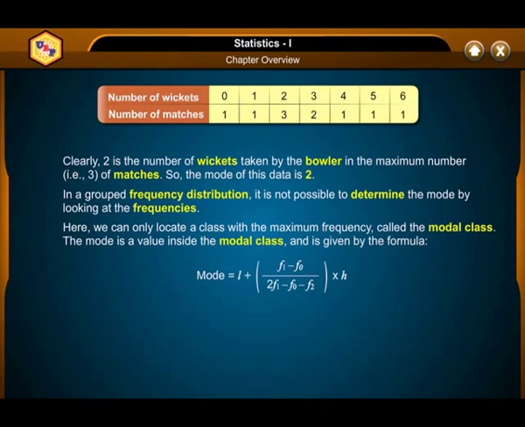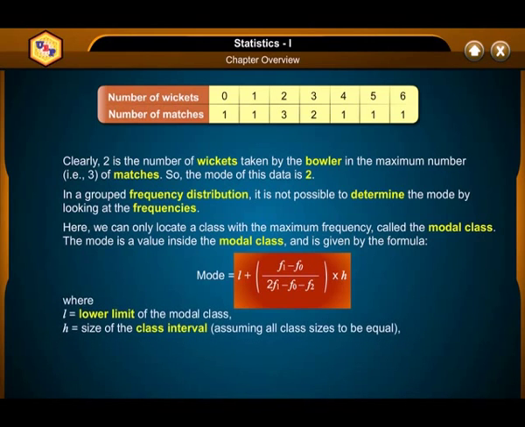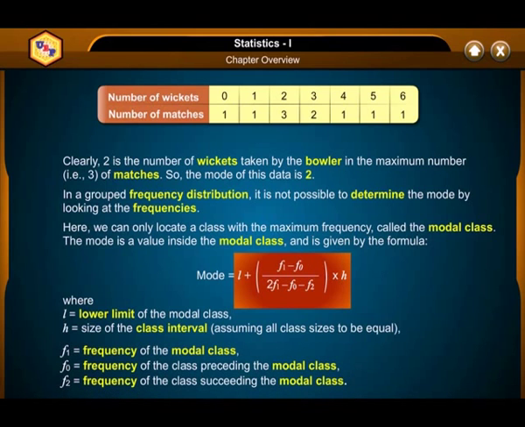The mode is a value inside the modal class and is given by the formula mode equal to l plus f1 minus f0 upon 2f1 minus f0 minus f2 into h, where l is equal to lower limit of the modal class, h is equal to size of the class interval. Assuming all class sizes to be equal, f1 is equal to frequency of the modal class, f0 equal to frequency of the class preceding the modal class, and f2 equal to frequency of the class succeeding the modal class.